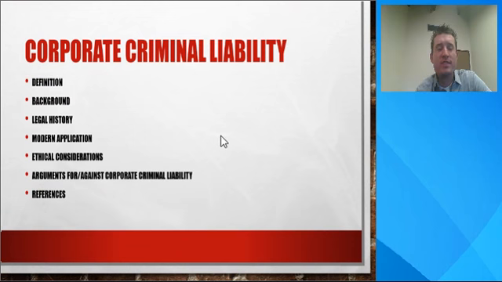This presentation will be broken down into 7 main topics. The first being the definition of corporate criminal liability. The second, a brief background on the topic. Third, the legal history, again, brief. Fourth, the modern day application. Fifth, some ethical considerations. Sixth, arguments for and against corporate criminal liability. And lastly, the references that I used to compile this presentation.